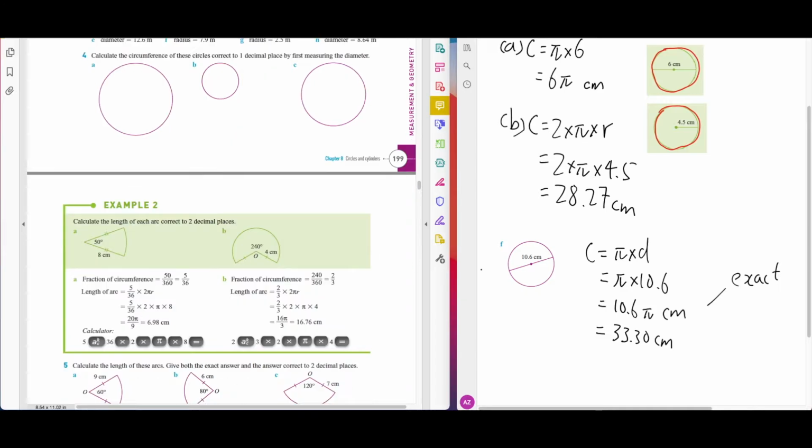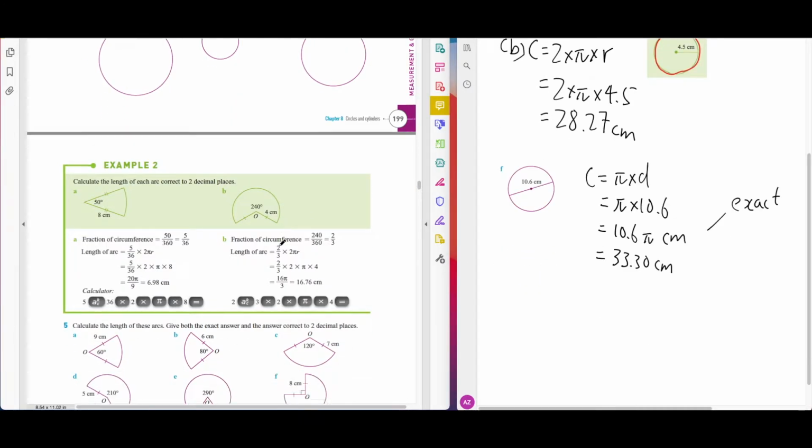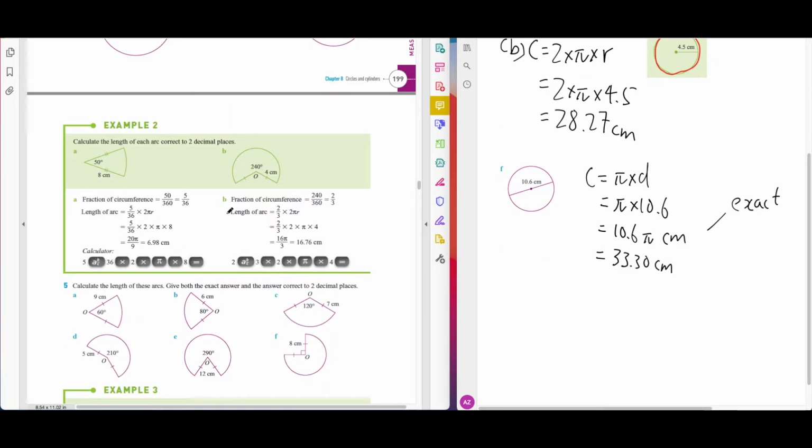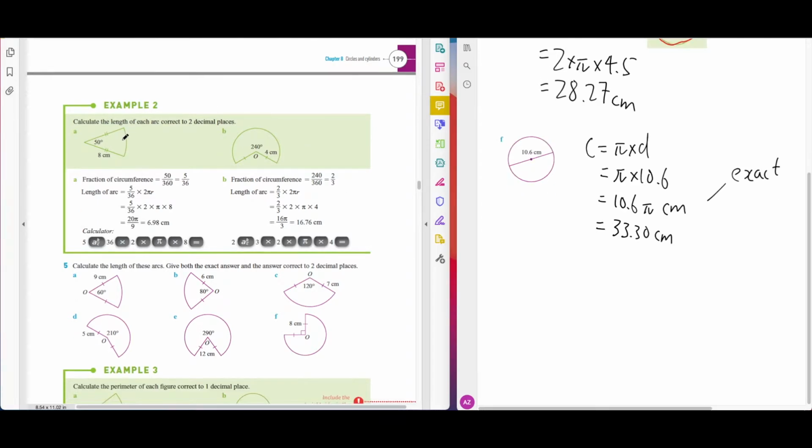Now, I'm going to go through a different type of example, and these questions will be slightly more challenging. In this question, it asks you to calculate the length of each arc correct to 2 decimal places. So remember, an arc is going to be a part of a circumference, right? Now, because we know that this is an arc, so just to explain what an arc is again.